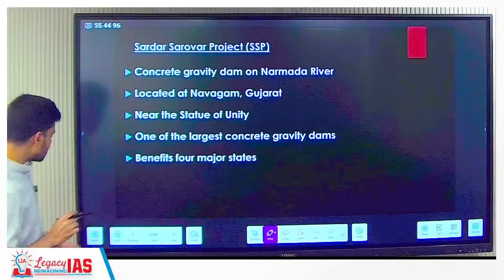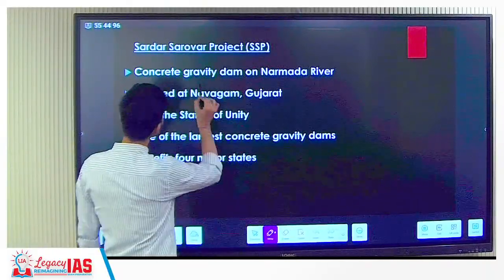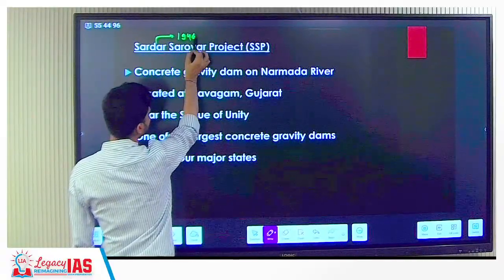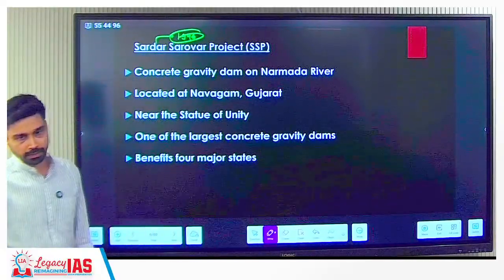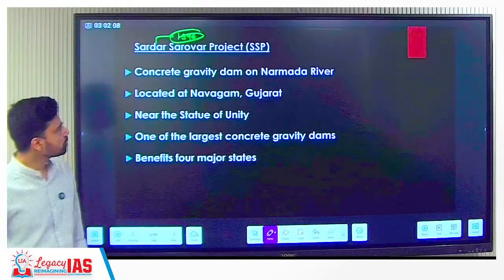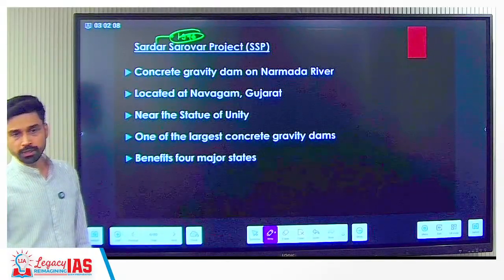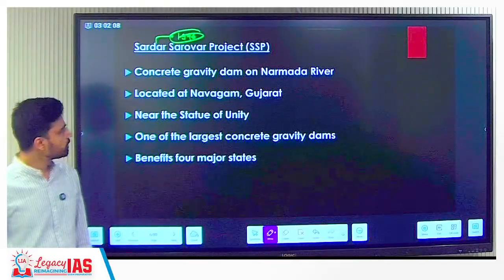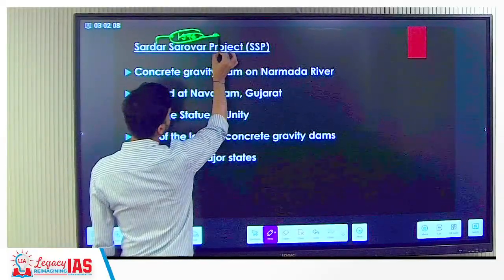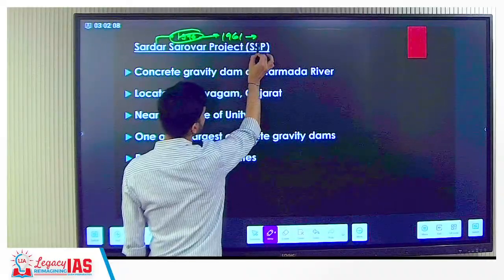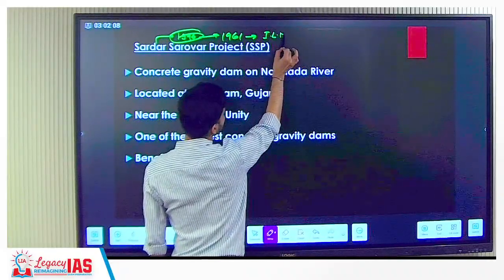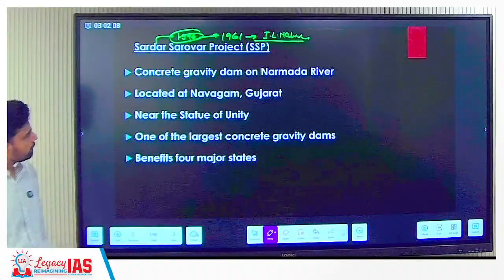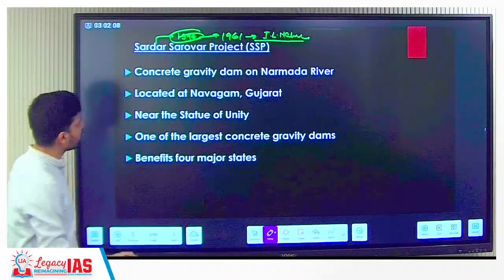Now, if you look at the Sardar Sarovar project itself, it was envisioned by whom? The name itself, Sardar Vallabhbhai Patel. In 1946, Sardar Vallabhbhai Patel said that the Narmada River and its water flow can be utilized to generate hydroelectricity, or to supply water to the irrigation fields of the states. And finally, after independence, in 1961, the first Prime Minister of India, Jawaharlal Nehru, inaugurated the dam, and then the Sardar Sarovar Dam was built.